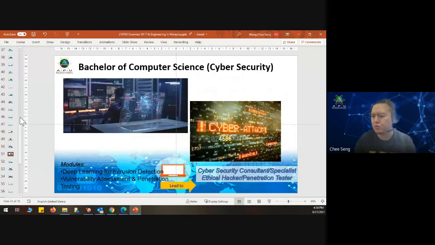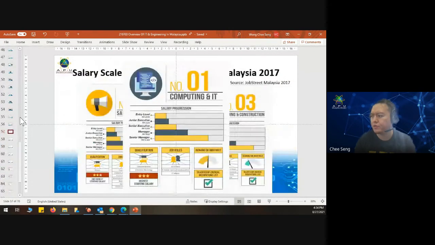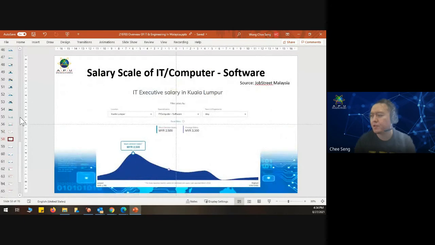I'll just skip all this, and I will show you. Before I show you, this is something that I want to show you. In Klang Valley, which is Selangor and KL area, look at the purple one, not the blue one.